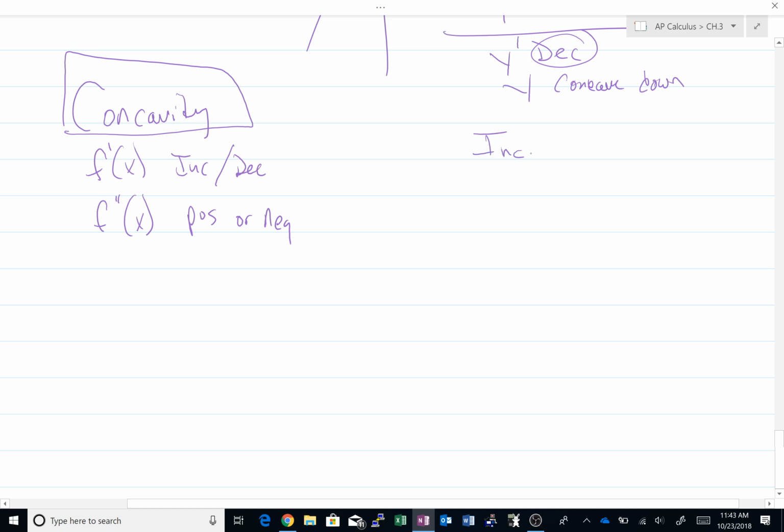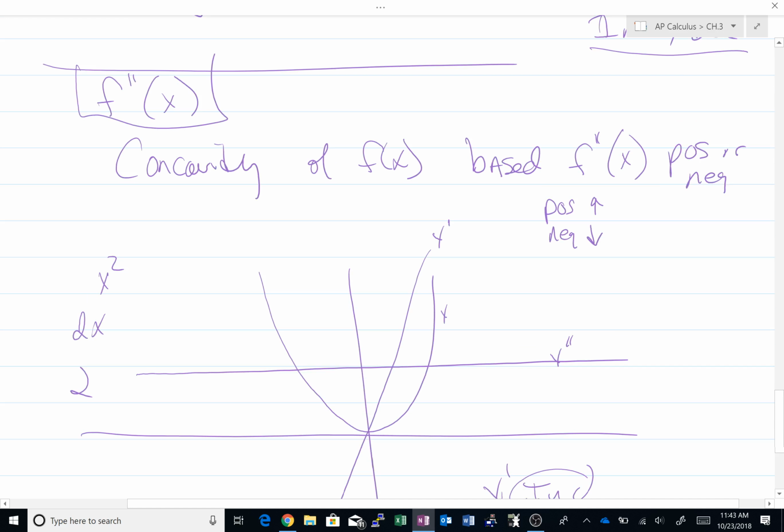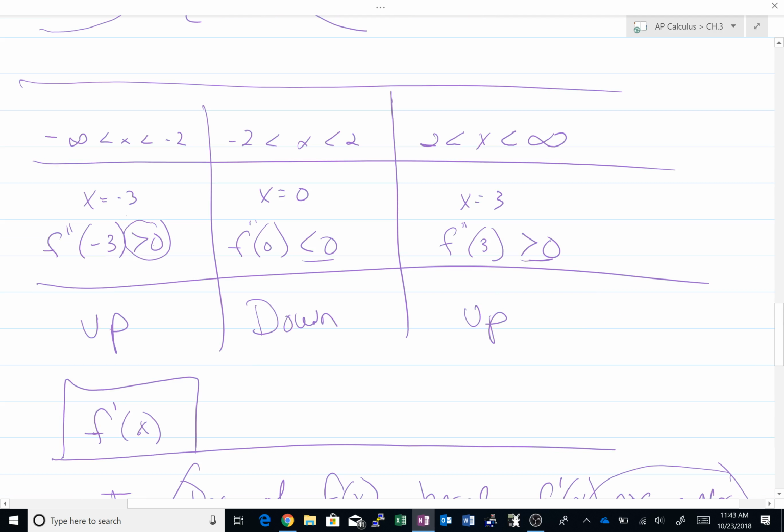Can you go back up to the chart? Yes. For the -3, why is it up? Is it based on positive or negative? It's based off positive or negative. X is -3, but when I put it into the second derivative, I get a positive answer. I'm saying f double prime of -3, I get some positive number.